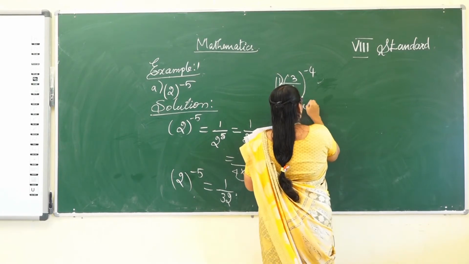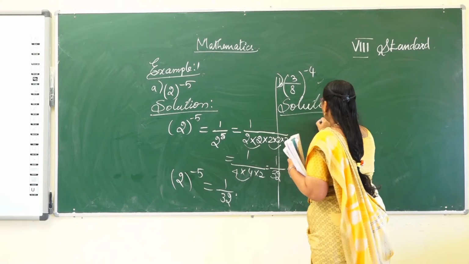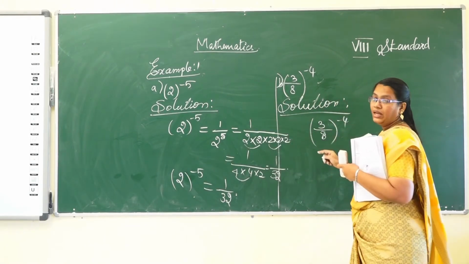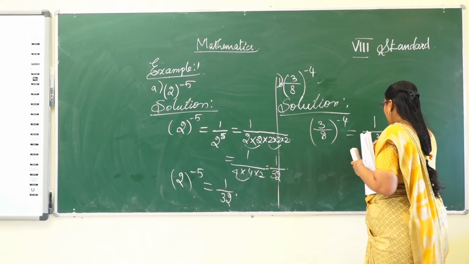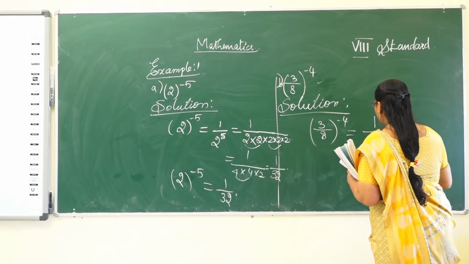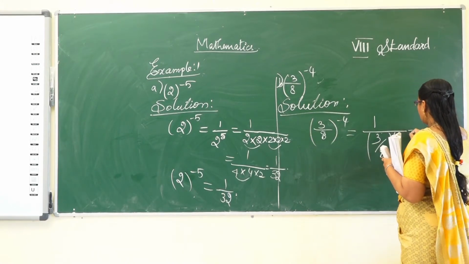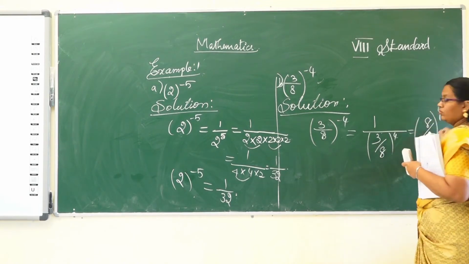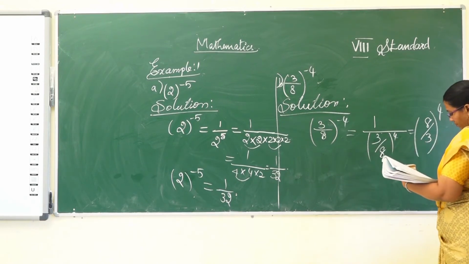And next one, B. 3 by 8 the whole power minus 4 is given. So it can be written as 1 by (3 by 8) the whole power of 4. So write the reciprocal: 8 by 3 the whole power 4.